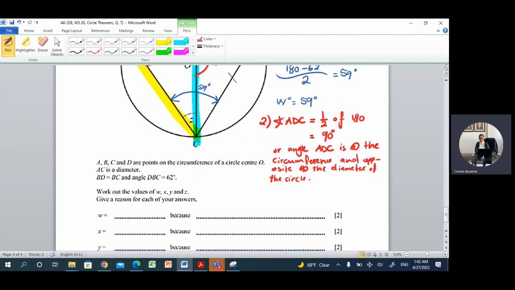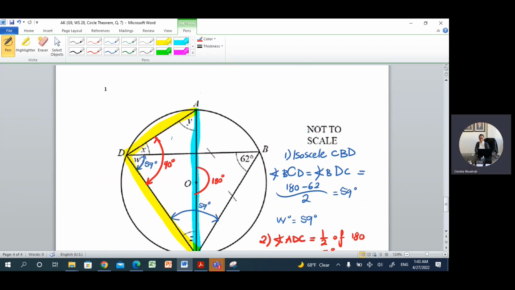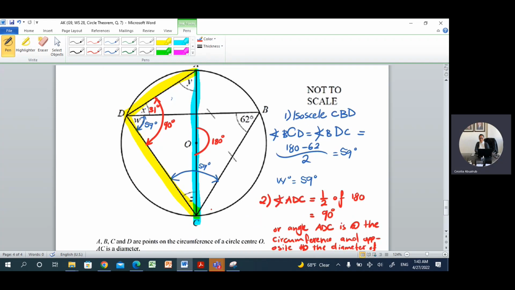Accordingly, from here, we can find angle X, which is equal to 90 minus W, which is 59. And accordingly, X will come down to 31 degrees. So this small angle here is 31 degrees. Perfect. What else can we think of?